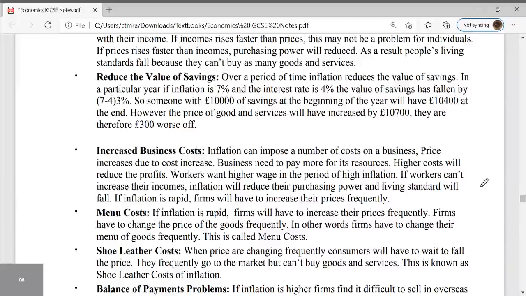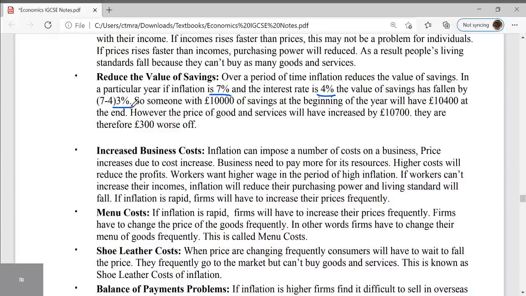Suppose the bank is offering you 4% interest for saving your money. Okay, but at the same time the economy is suffering with 7% inflation. So what will happen? The value of your money will fall by 3%. So this is a terrible loss for the people who are saving, right? The value of their money may seem like it's increasing, but as the money is losing its purchasing power, they will fail to use the money as before. So those who are saving will lose.